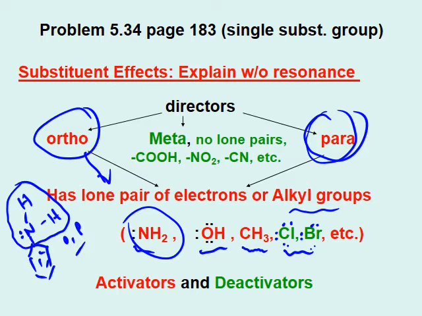If it is an alkyl group, you remember the alkyl group: by removing hydrogen from an alkane, you get an alkyl group. It would also be an ortho para director. All other groups would be meta directors. With that in mind, let's try to do number 34, F.